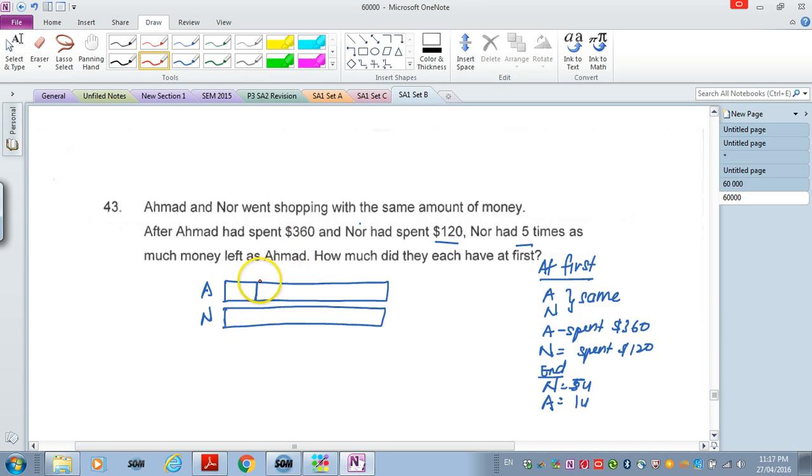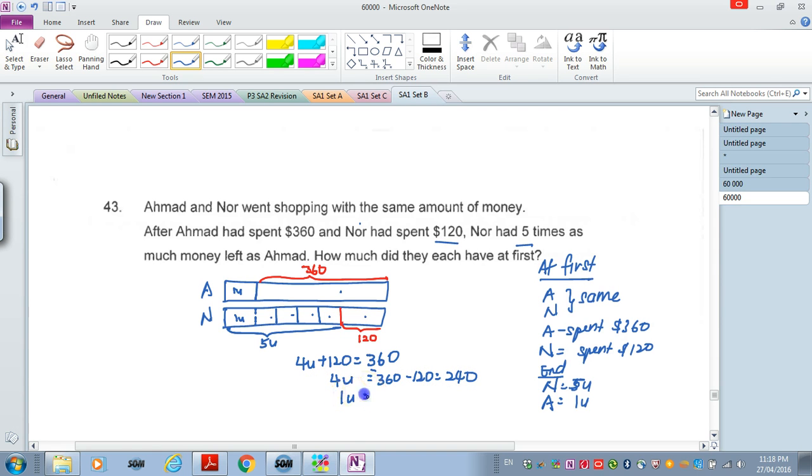So this amount here that he spent is 360. And Noor only spent 120. So let's draw here. This is the amount he spent, 120. And Noor has 5 units. This is 1 unit. So I know this is 1 unit, so I would have 4 units here. Alright, so my 4 units plus my 120 will give me 360. Therefore, my 4 units is 360 minus 120, which is 240. So 1 unit will be 240 divided by 4, which gives me $60.